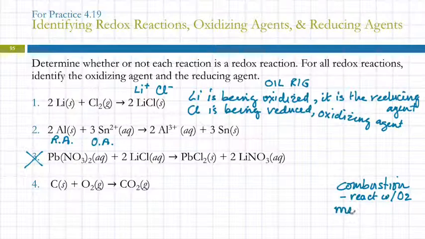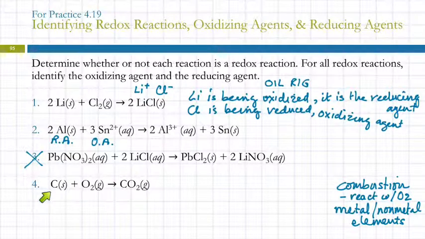And a metal and non-metal elements reacting, those are going to be redox reactions. The other thing we can do is we can assign oxidation states to this to see, and we're going to have to do that to find out what's the oxidizing and reducing agent. What's the oxidation state for elemental carbon? 0, because all elements have oxidation states of 0.